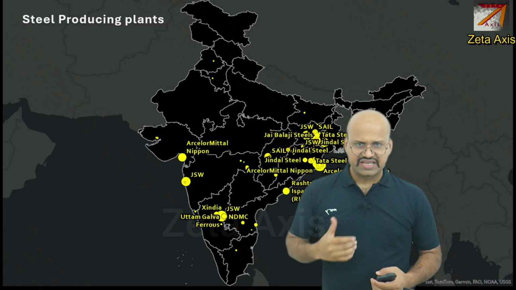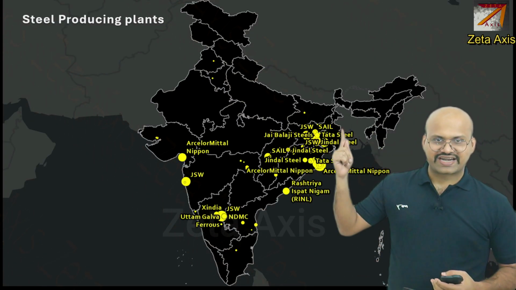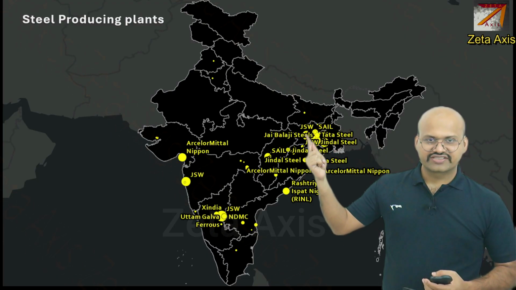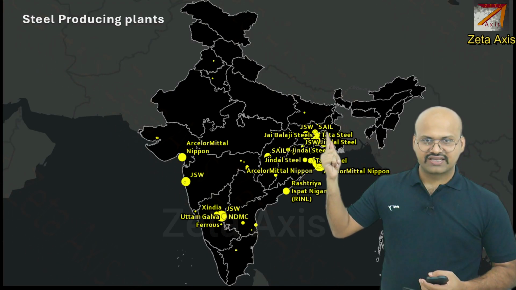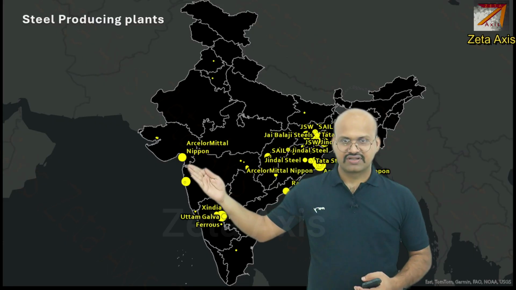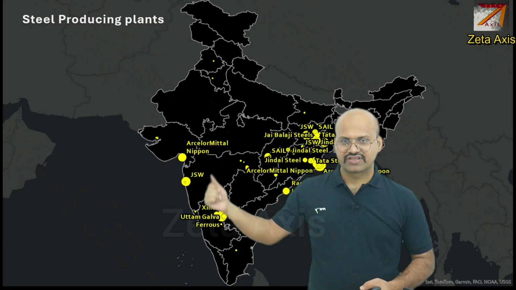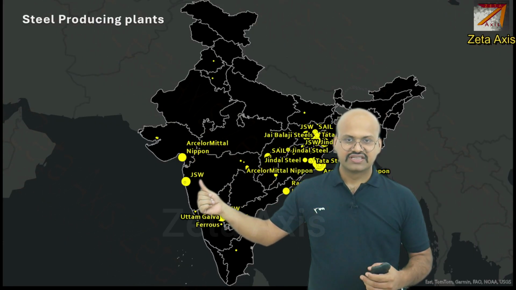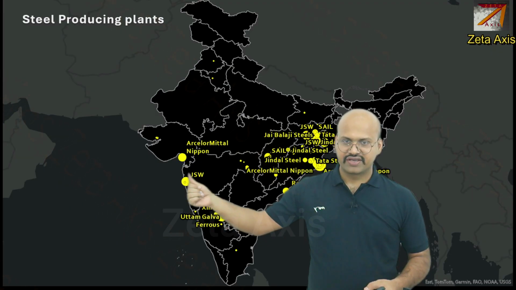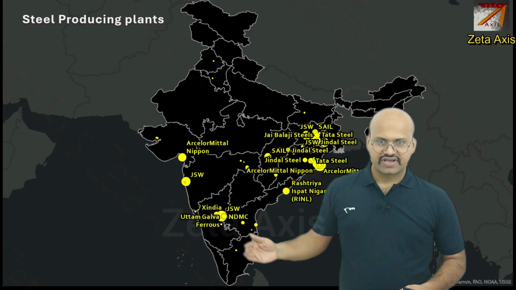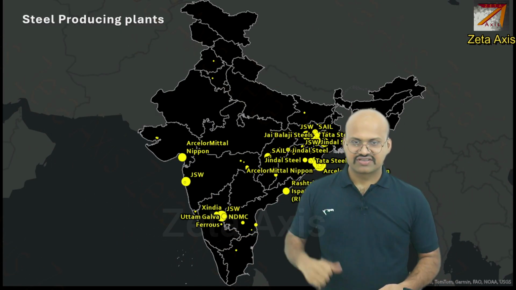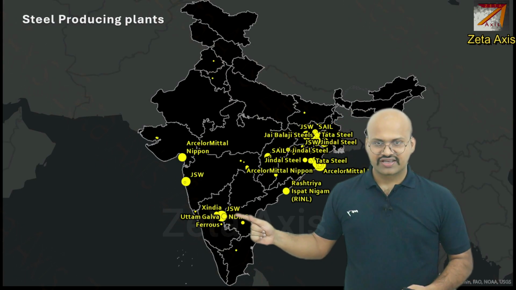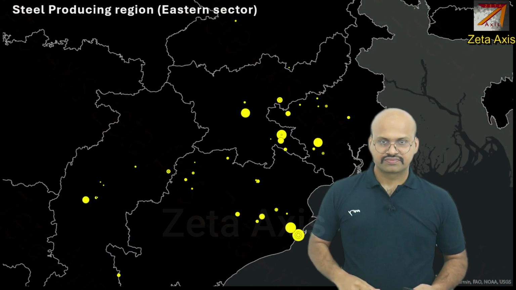And these are the names of those companies. We can see here Tata Steel is there in Jamshedpur, JSW, that is Jindal Steel, SAIL. Here we have the Mittal plant in Hazira, Surat. Then we have JSW, that is Jindal Steel, in Pen near Mumbai. And then we have other industries. You can see there the names of those industries. Here again in Bellary we have JSW.